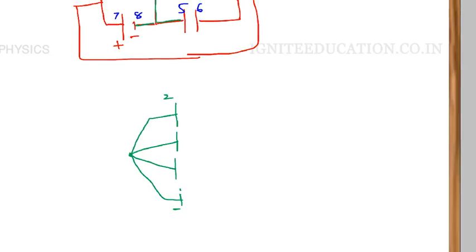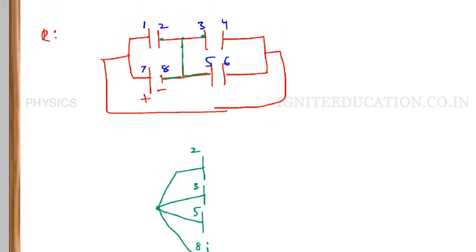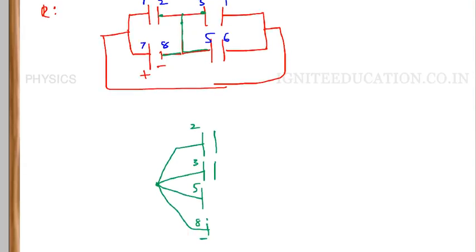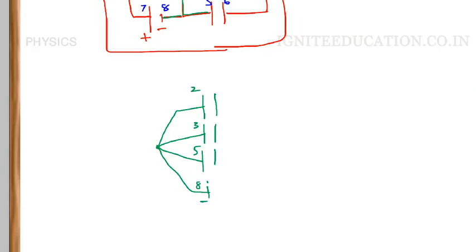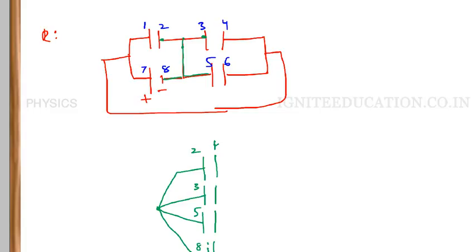Second plate, third plate, fifth plate and eighth plate. And for second, 1 is the opposite plate, and for third, 4 is the opposite plate, and for fifth, 6 is the opposite plate, and for eighth, 7 is the opposite plate. 1, 4, 6 and 7.